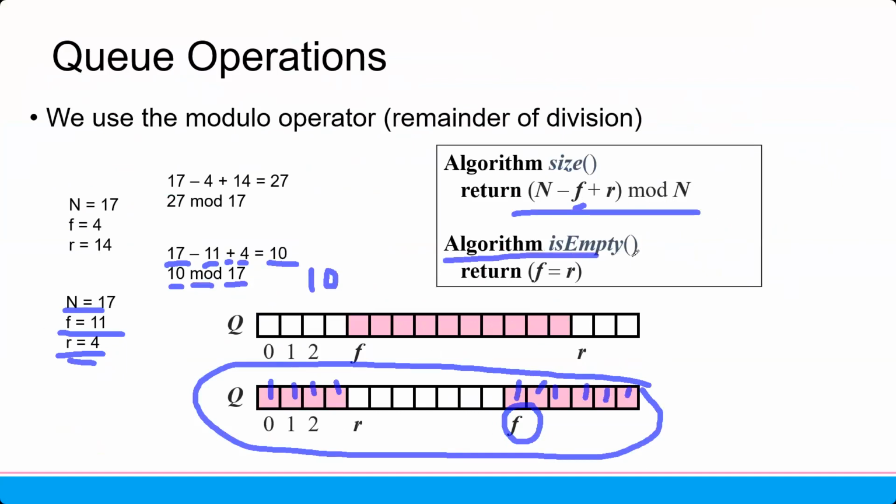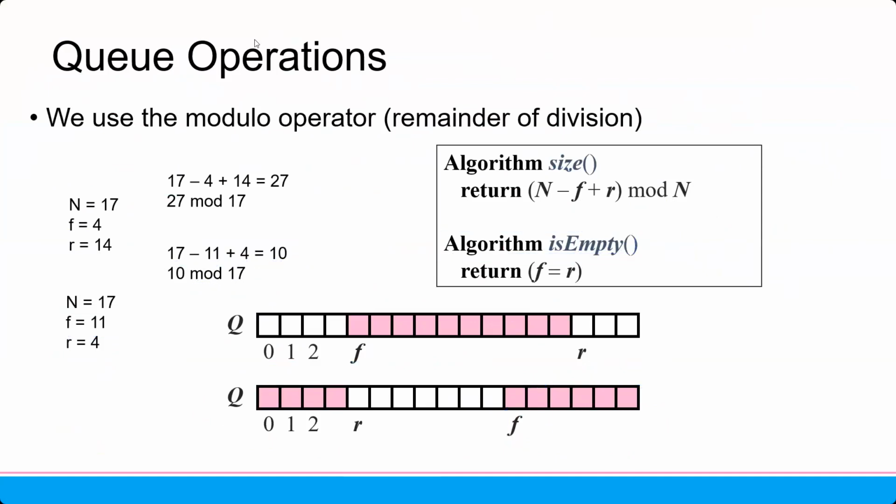We can also calculate whether the queue is empty or not. If it is empty, it means the front equals the rear. Then there is no element in the queue.